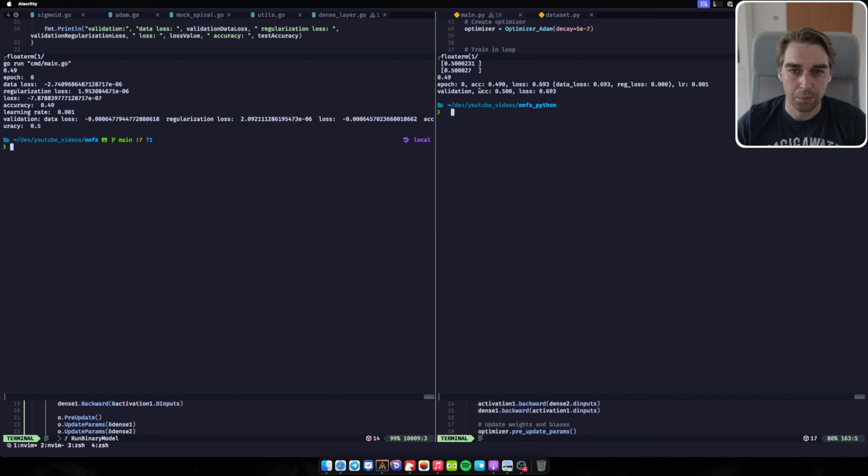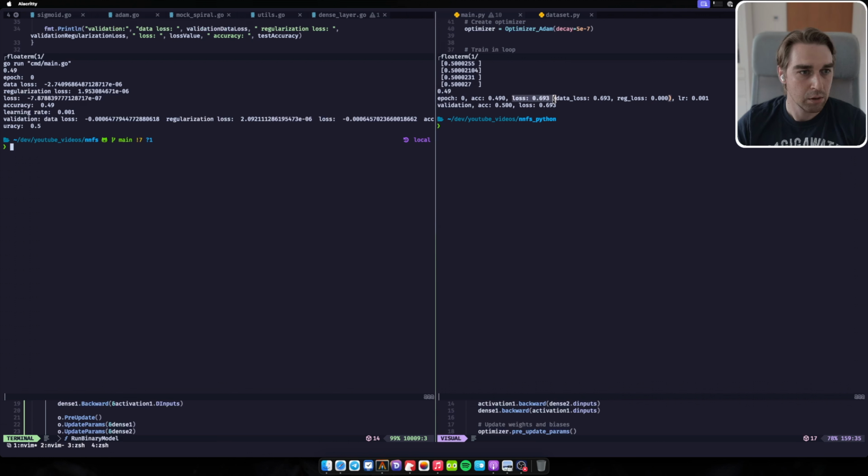Okay, and then we have epoch 0, accuracy 10.59, loss. And this is data loss, regularization loss. They actually have it 0 for some reason. Learning rate, the same. Validation accuracy 0. Okay.